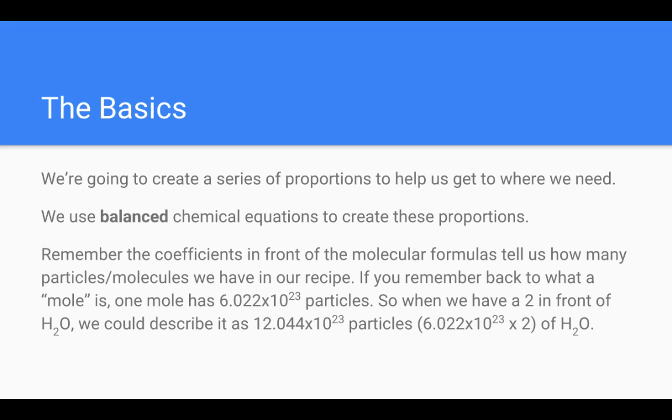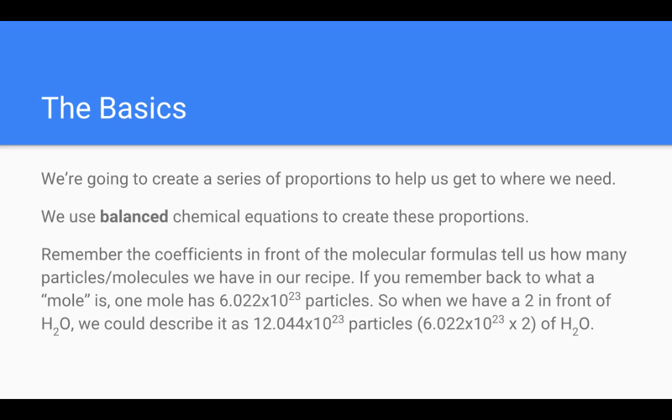Remember that a coefficient in front of a molecular formula in a chemical equation tells us how many particles or molecules we have in our recipe. But we also have this number called a mole. Each mole has 6.022 times 10 to the 23 particles.